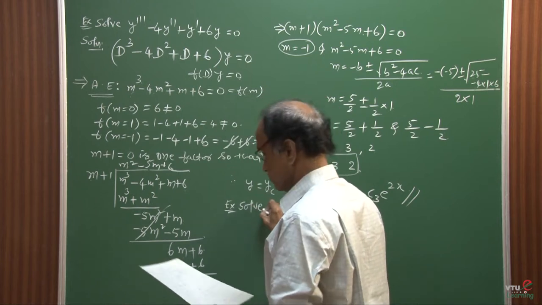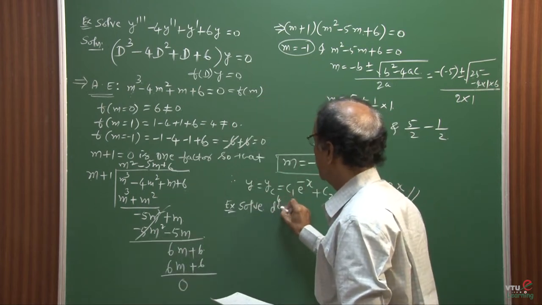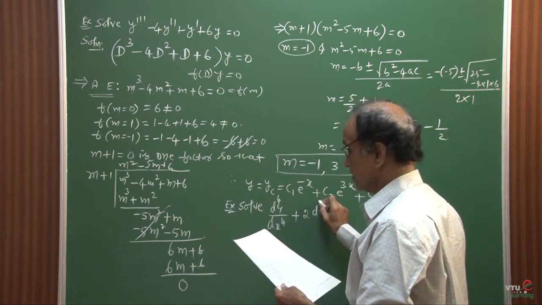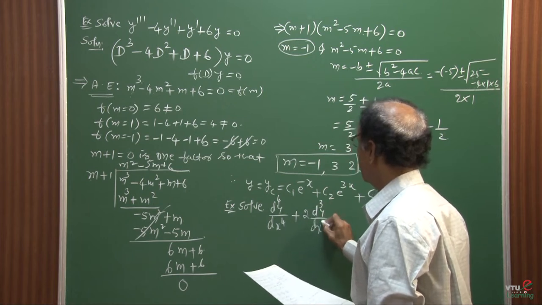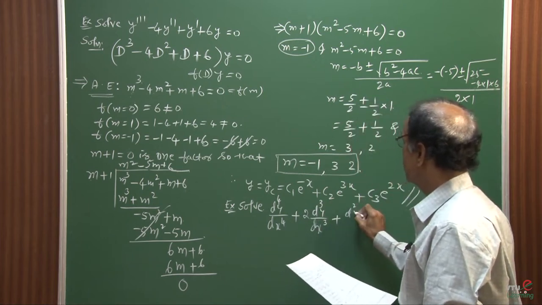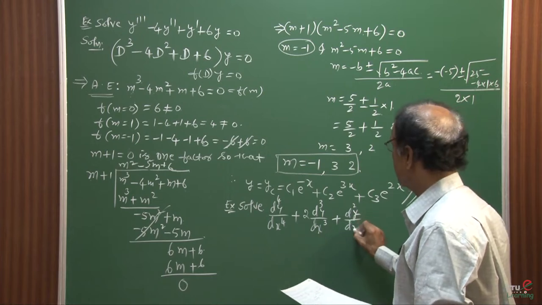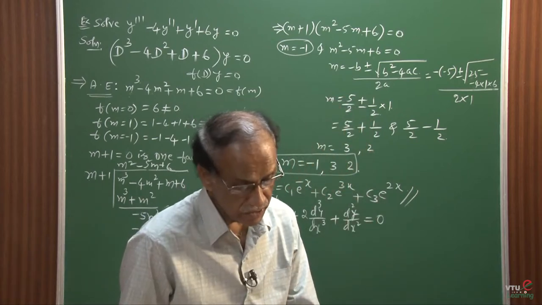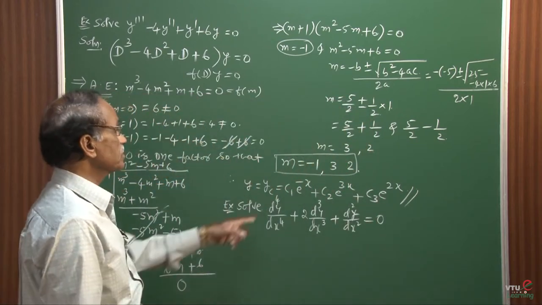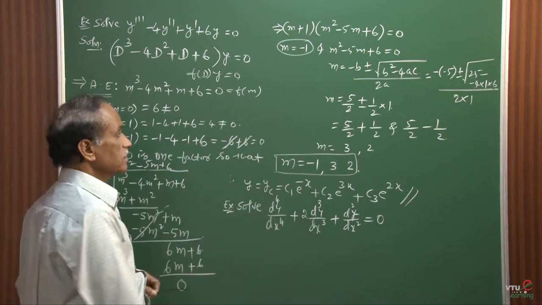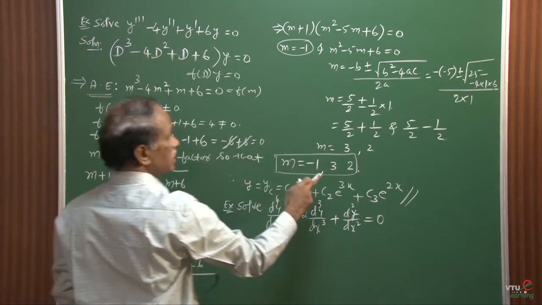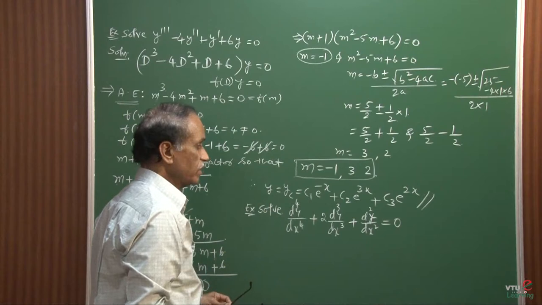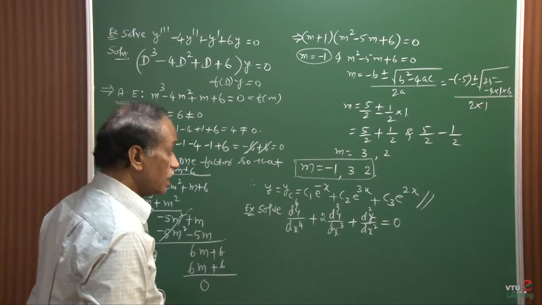Solve d to the power of 4 y divided by dx to the power of 4 plus 2 times d cube y divided by dx cube plus d square y divided by dx square, this is equal to 0. Here also the initial conditions are not given, so you can leave your answer in terms of constants. How many constants will you get? The previous problem was a third order derivative, so you have c1, c2, c3, three constants. This is a fourth order derivative, so you will expect four different arbitrary constants.